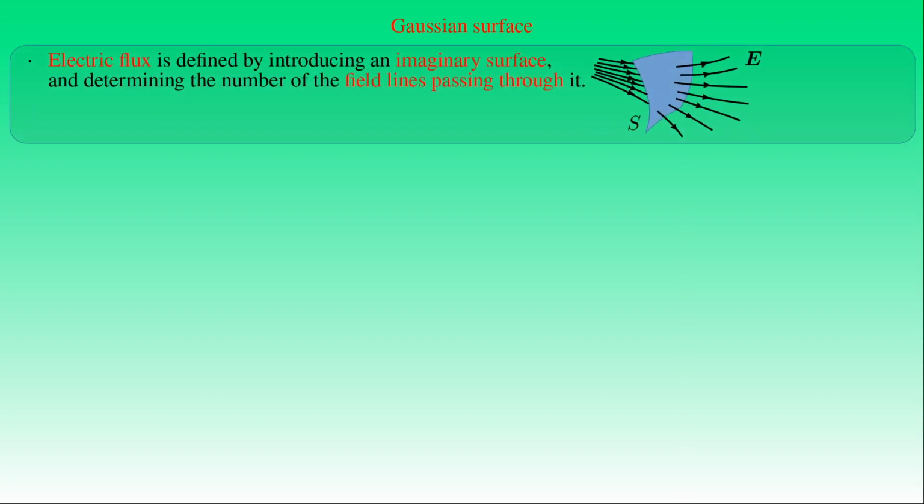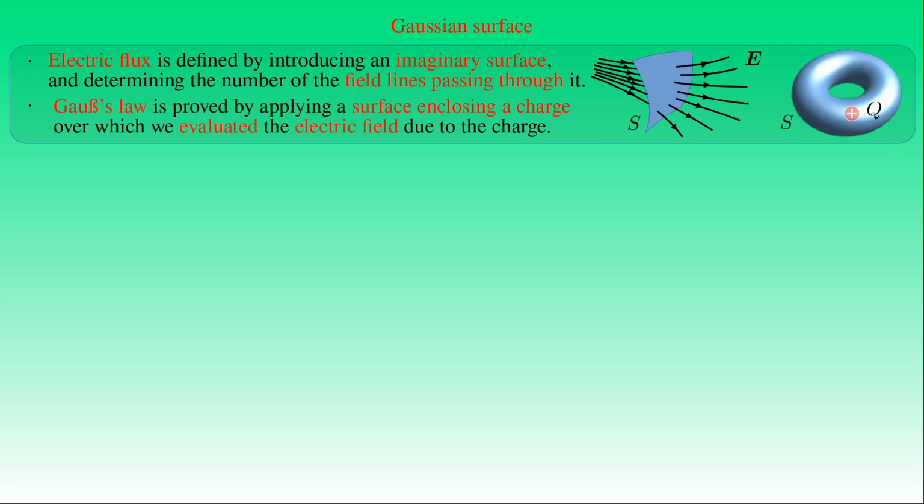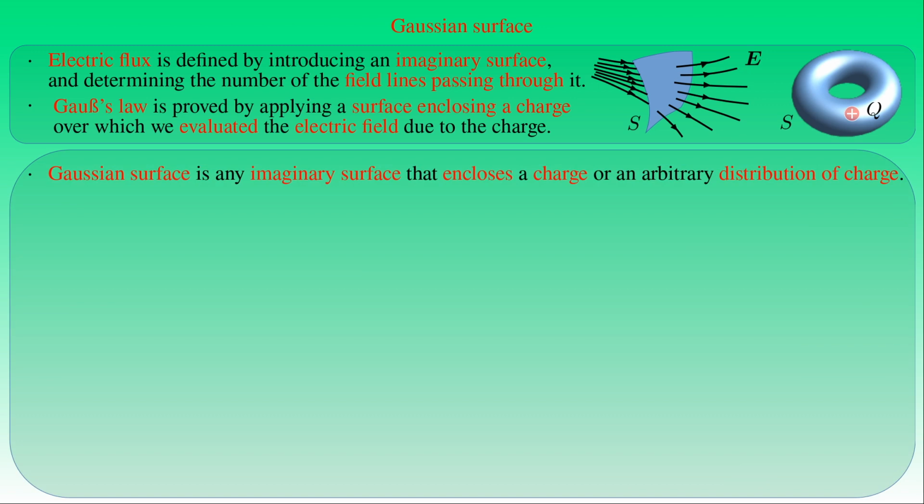In order to present some applications of Gauss's law, we need to clarify the concept of Gaussian surface, as the key element of the law. We have defined electric flux by introducing an imaginary surface and determining the number of the electric field lines passing through that surface. When we proved Gauss's law, we applied a surface enclosing a source charge over which we evaluated the electric field due to the charge. We call such a surface a Gaussian surface. That is, Gaussian surface is any imaginary surface that encloses a charge or an arbitrary distribution of charge.